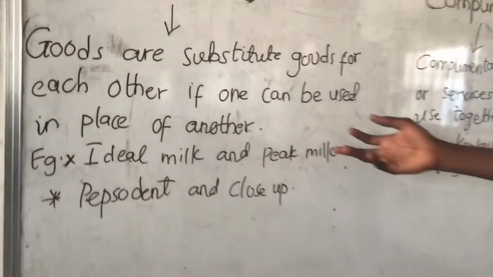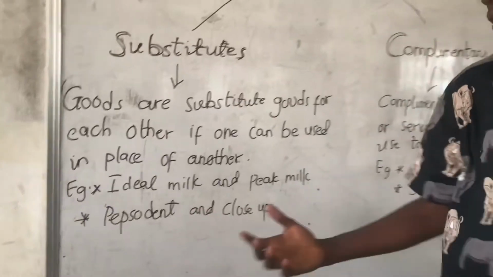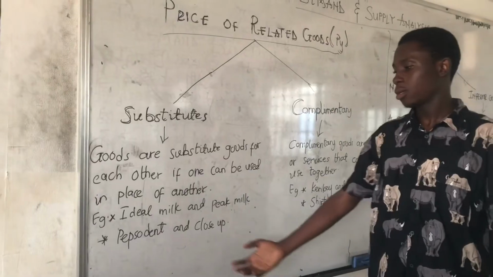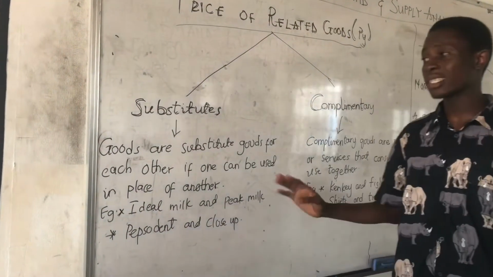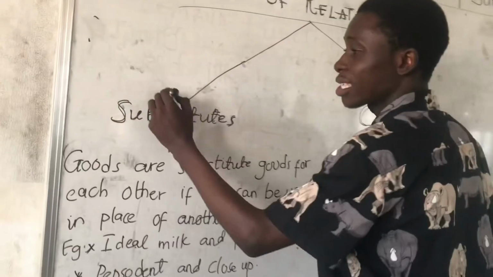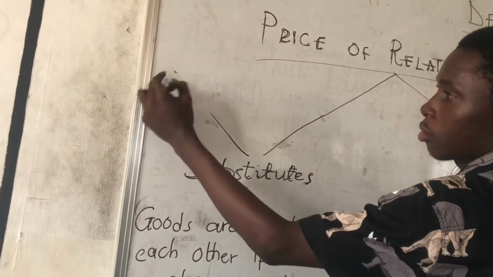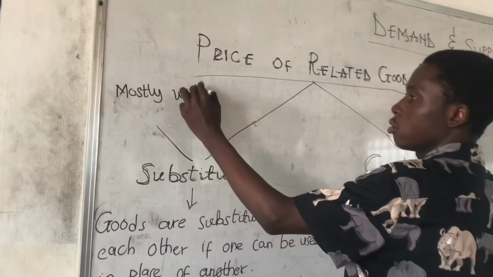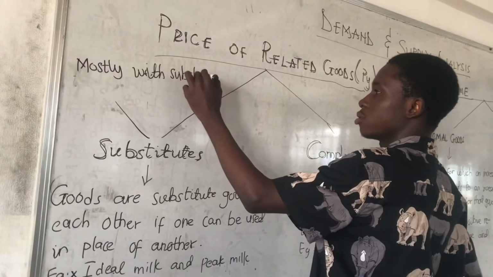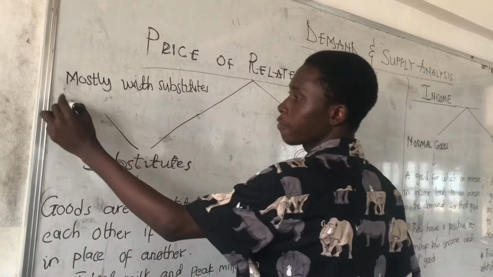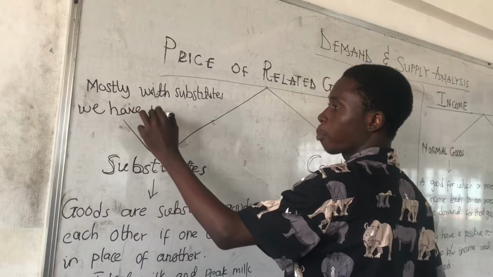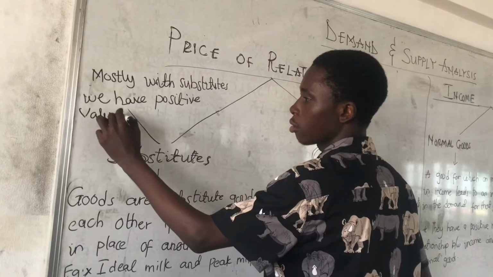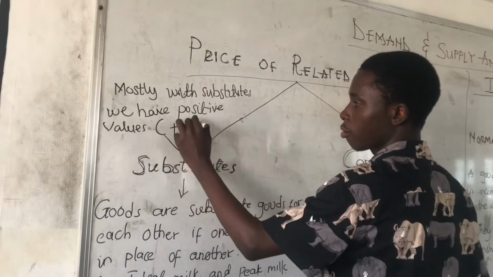Example, Ideal milk and Peak milk. You can either decide to use Ideal milk, or you can decide to use Peak milk. It's the same thing. Another example is Pepsodent and Close-Up. You can either use Pepsodent or Close-Up. They are still the same thing. So mostly with substitutes, we have positive values.